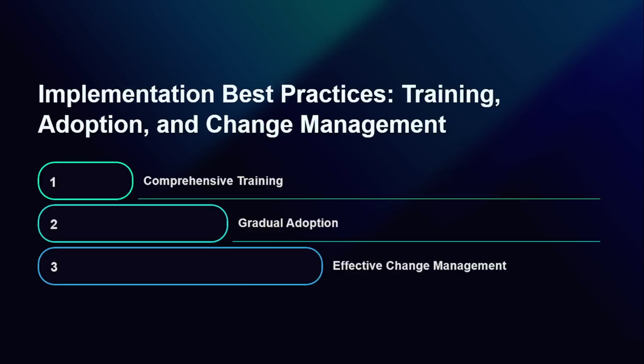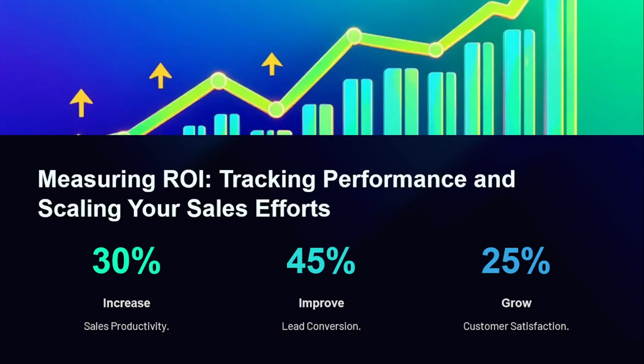So the best way to implement all this would be first, comprehensive training, then gradual adoption to the team, and then you do an effective change management, make sure that everyone is there. And then you can also measure your ROI, just track the performance and scale your sales efforts accordingly, okay?